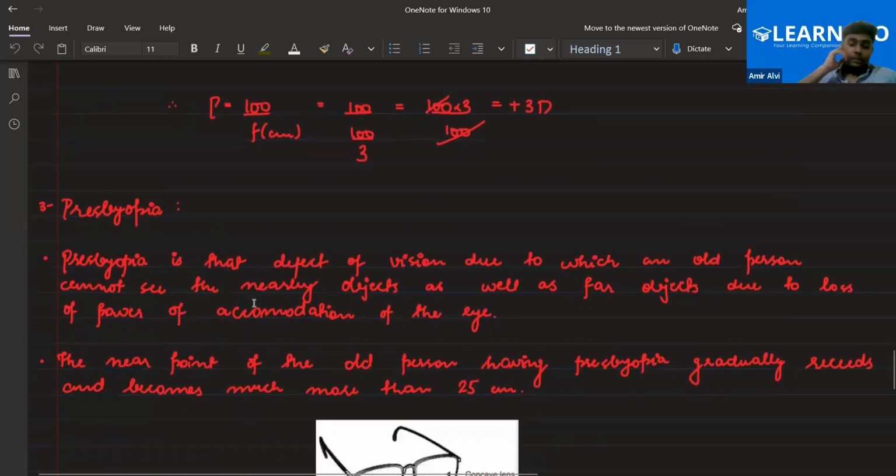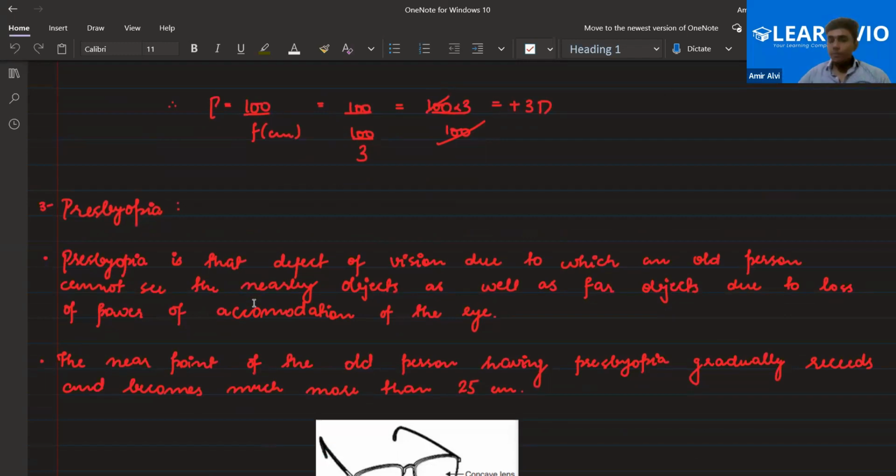Okay, now the next thing is basically presbyopia. So presbyopia is a kind of defect which is due to the aging of the human body, everyone. You must have seen that old age persons are not able to see the nearby and the far objects clearly, right? So they have to put some strain on the eyes to see a clear vision, right?